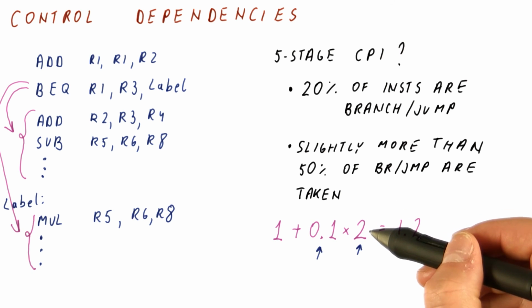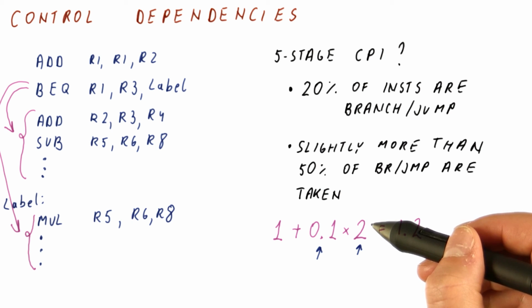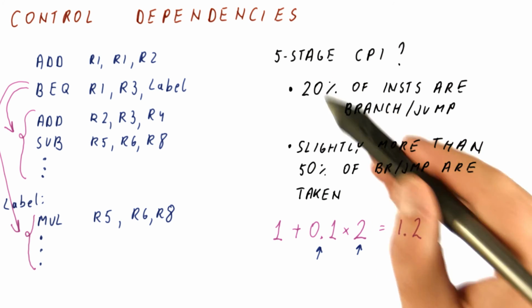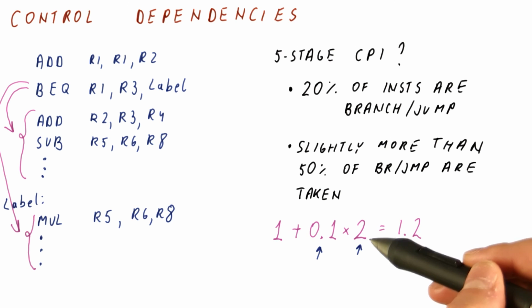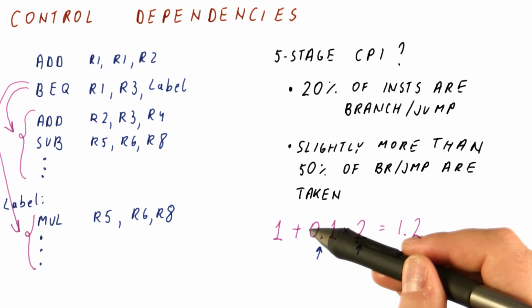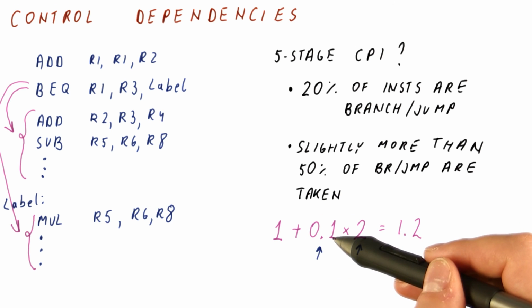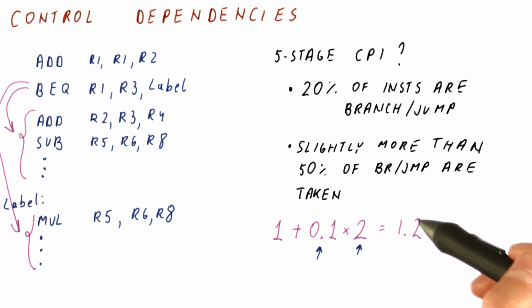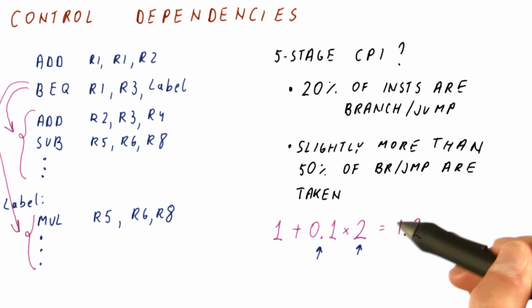We will also see that modern pipelines tend to be deeper than just 5 stages, which will increase this penalty. The two are related. If the pipeline is deeper and you have more of a penalty, you need better branch prediction to lower this in order to achieve a CPI that is good.